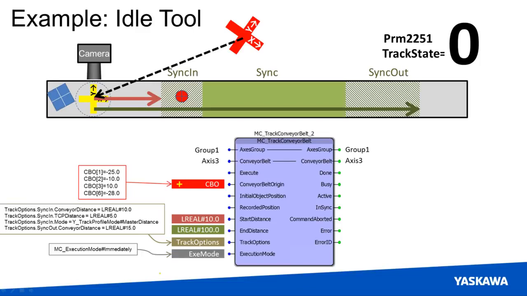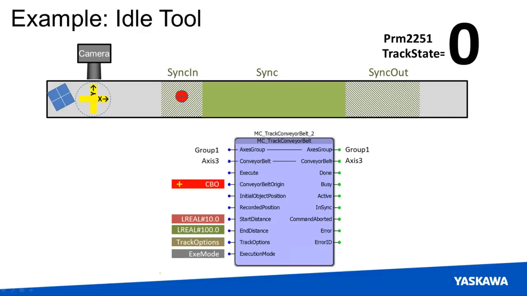Next, I have to define the execution mode. This tells us when we begin our conveyor tracking. In this case, we're just going to start it immediately. Because I have a camera, I'm not going to actually know what the initial object position is until that camera triggers and figures out what the initial object position is relative to the conveyor belt origin. So what we're going to see in the animation is that blue box is going to move from the left to the right, and when it crosses that conveyor belt origin, the camera is going to take a little snapshot. It's going to fill in the recorded position, it's going to fill in the initial object position, and it's going to execute MC track conveyor belt.